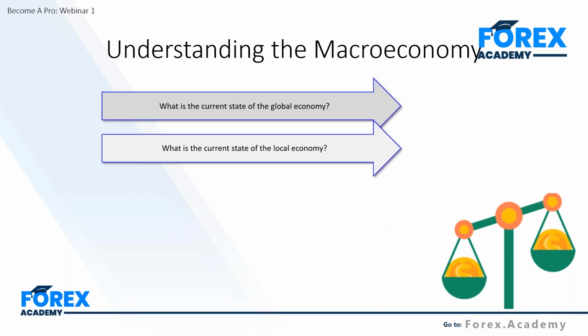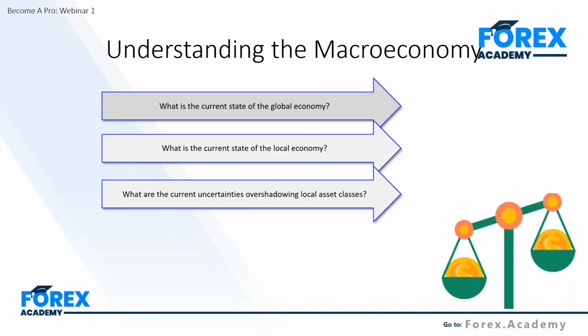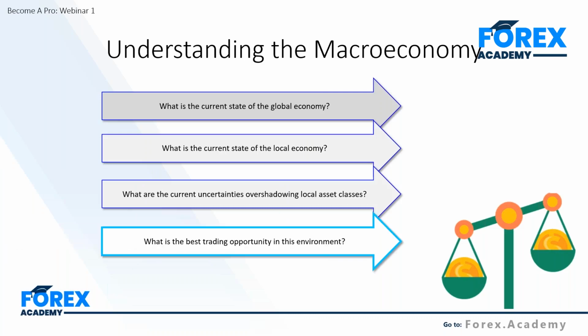What are the current uncertainties overshadowing local asset classes? So what are the risks involved locally of trading this asset? And what is the best trading opportunity in this environment? So have I chosen, after doing some macroeconomic analysis, the market that I prefer to trade now? Perhaps I'm looking to buy some stock of a company there. Is it the best trade after doing my analysis? If that's not the case, I may see something much cheaper if it's an equity investment, or if I'm a technical trader, it may be at a better inflection point, or provide a better technical setup. So very important questions to ask.